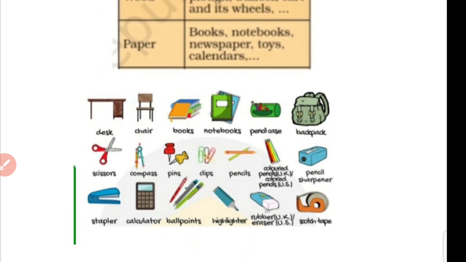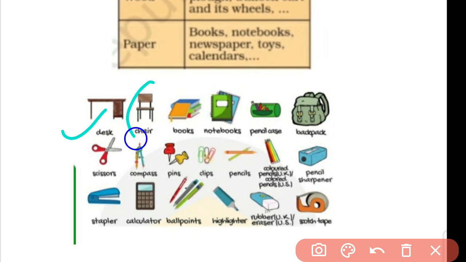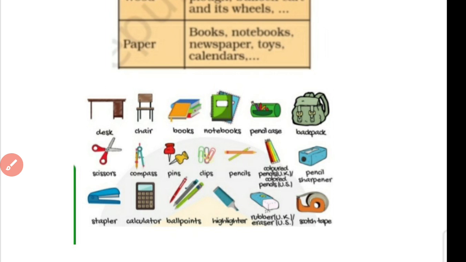For example, here you can see there are a lot of objects. The names by which we call them are the objects. For example, I'll call it the desk, I'll call it the chair, these are the books, notebooks, pencil case, backpack, etc, etc. So these are the objects. Now let us see which material they are made up of.